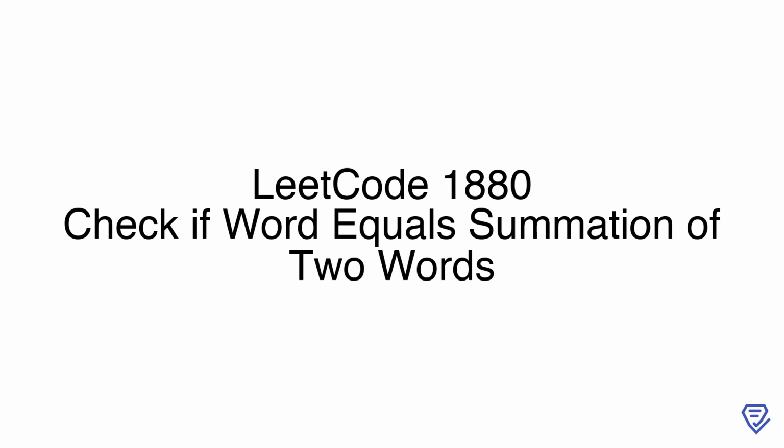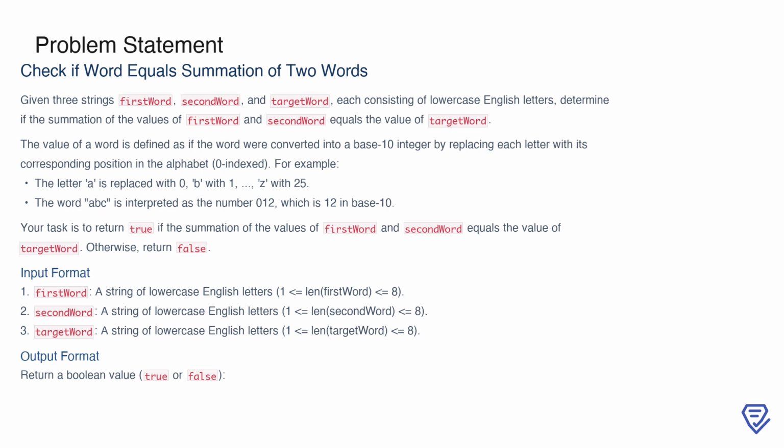So, let's dive in. In this problem, you are given three strings, first word, second word, and target word, all consisting of lowercase English letters. The goal is to determine if the summation of the values of first word and second word equals the value of target word. Here, the value of a word is calculated by treating it as a base 10 integer, where each letter is replaced with its position in the alphabet, starting from 0. For instance, the letter A corresponds to 0, B to 1, and so on up to Z, which corresponds to 25. The word itself is then interpreted as a number in base 10.